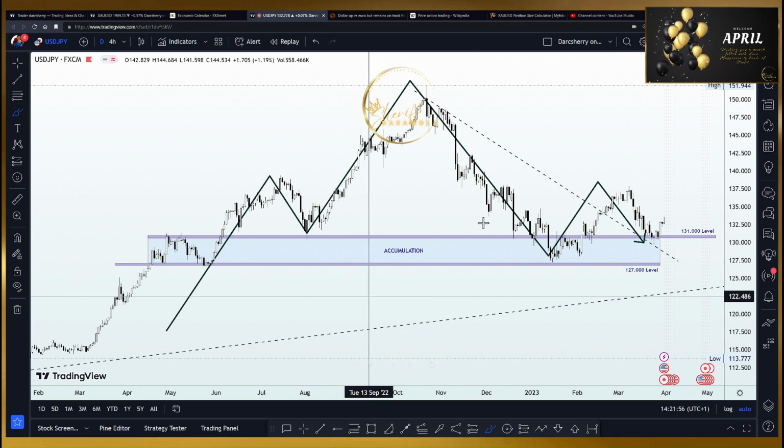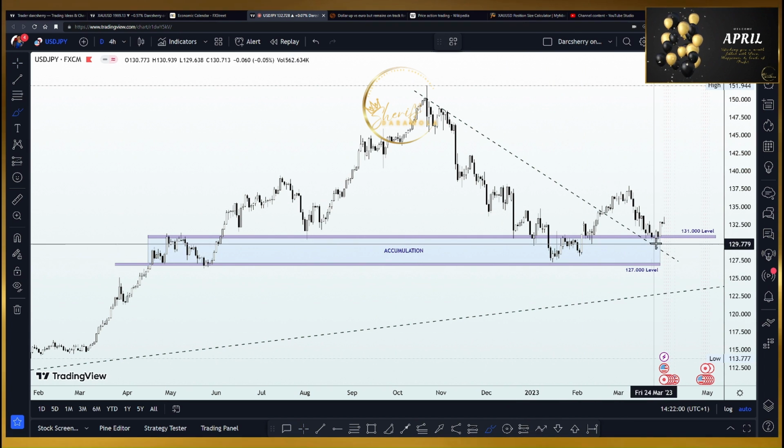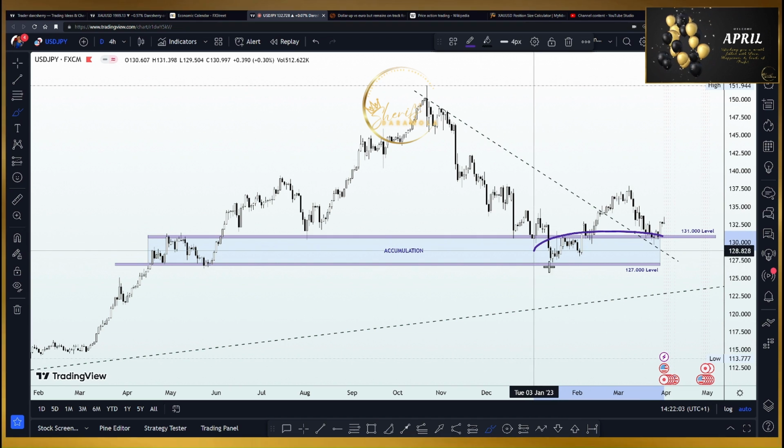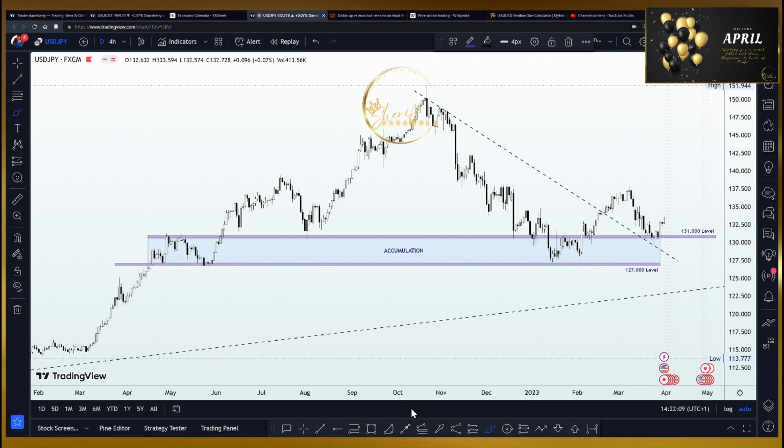But since the last couple of months now, price action has been trading above the structure. For me, I will continue to hold on to a bullish bias as long as price action remains above the 131.00 area.